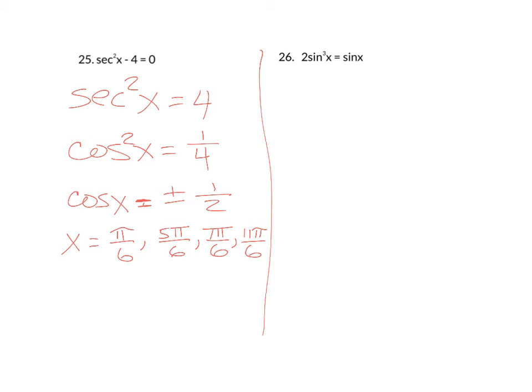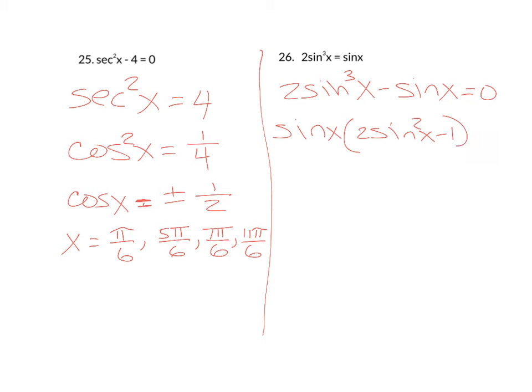Alright, for this one, we have sines on both sides, and they have an exponent. So I'm going to bring the sine on the right over. So 2 sine cubed x minus sine x equals 0. I'm going to factor out a sine. There's sines everywhere. So sine x times 2 sine squared x minus 1 equals 0. So we have sine x equals 0. And then sine squared x equals a half. Square root of both sides. Plus or minus 1 over root 2, which again is root 2 over 2.